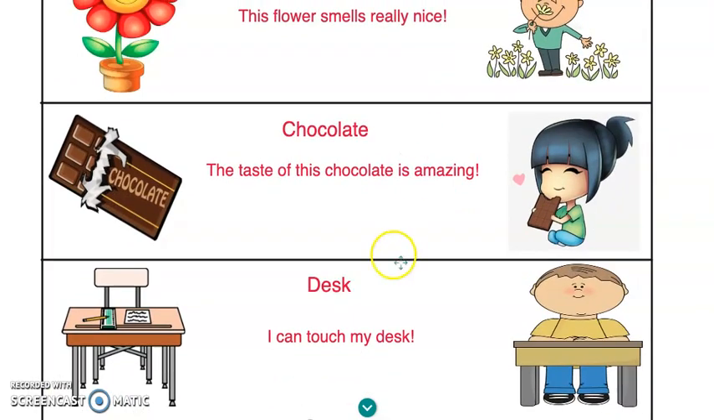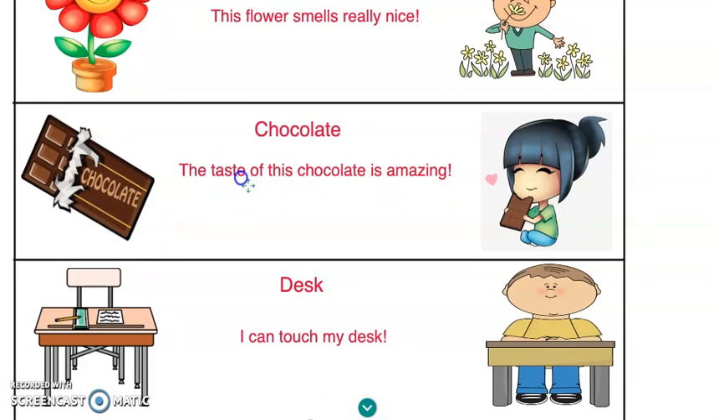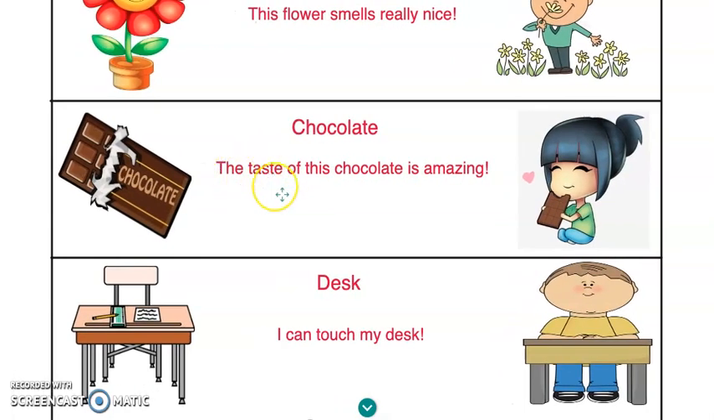My next one is chocolate. The taste of this chocolate is amazing. So, again, our sense is taste. We are using our mouths. And the concrete noun is chocolate because we can taste it. So, do you like the taste of your chocolate? The taste of this chocolate is amazing. And just like before, we can see chocolate, we can smell it, and we can taste it.